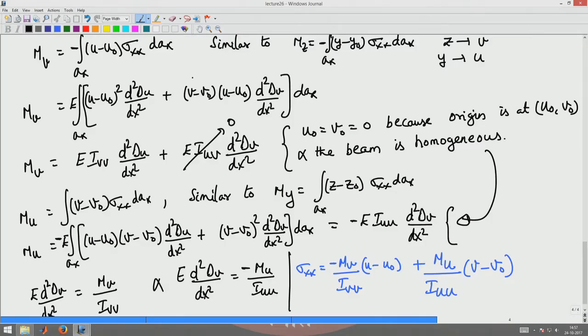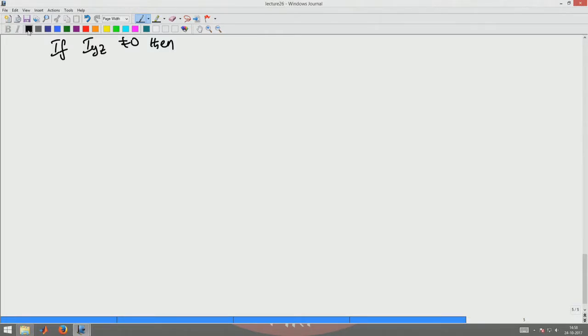Next, we want to see what happens when I_yz is not 0. That is, I am dealing with the given axes y and z. If I_yz is not equal to 0, then whatever we did till here holds, this equation still holds, and I will still get y naught as this and z naught as this. Whatever we did till there holds.